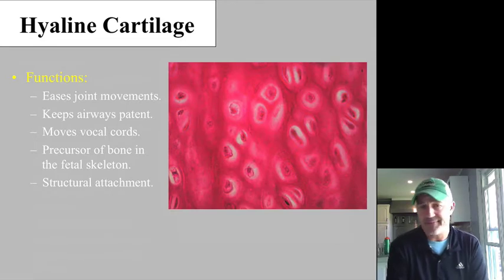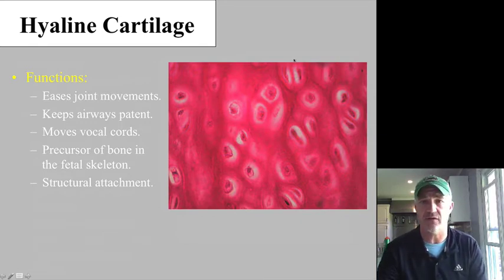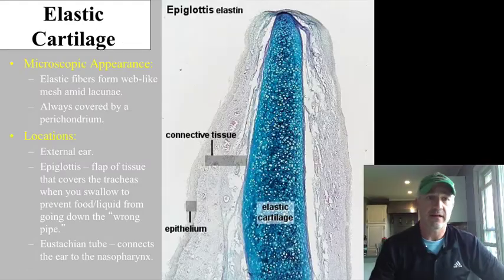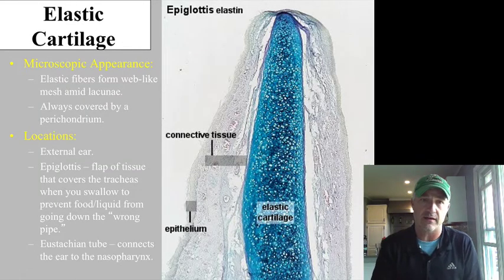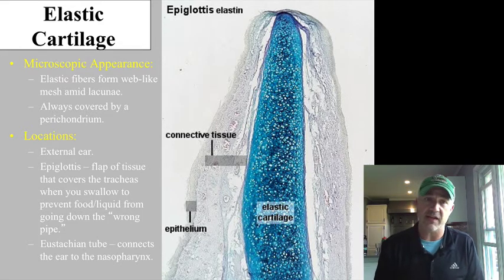And again, obviously from where we find it, it keeps the airway open, provides some flexible structure, provides attachments, and on top of that, it also is going to ease joint movements. Elastic cartilage is the next type of cartilage that we're going to talk about. Much like hyaline cartilage, it has a perichondrium. The big difference here is lots of elastic fibers, which is going to give it that more springier, kind of the ability to recoil a lot more.